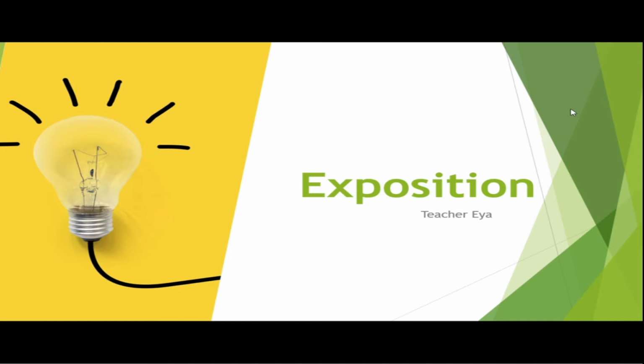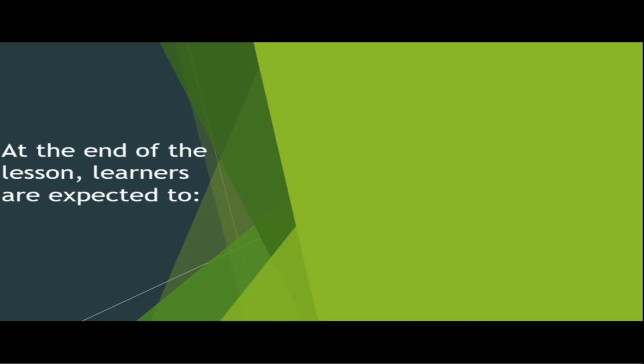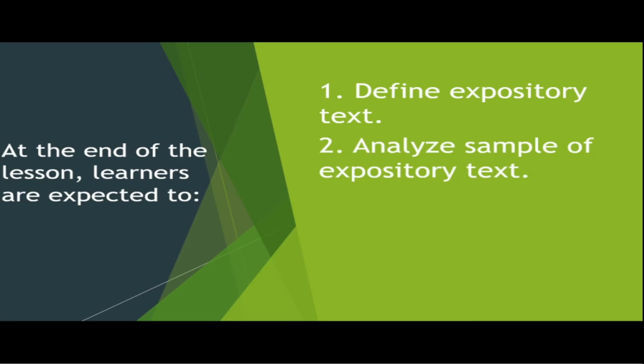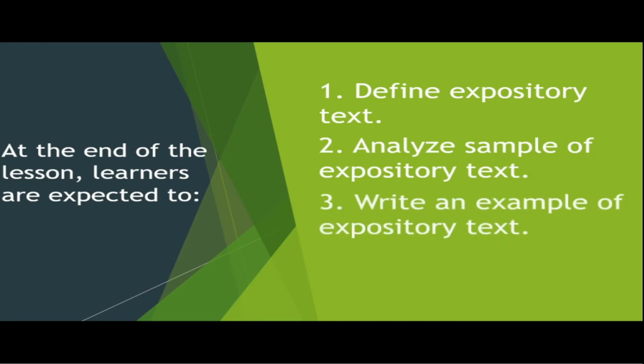In the previous lesson, you were introduced to the concepts of argumentative writing, where the author explains and justifies his or her stand on a given proposition by presenting evidence to support his or her claim. This is a characteristic you will not observe in writing an exposition. At the end of the lesson, learners are expected to define expository text, analyze a sample of expository text, and write an example of expository text.